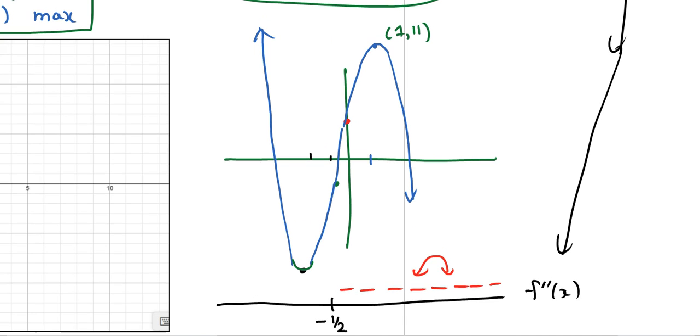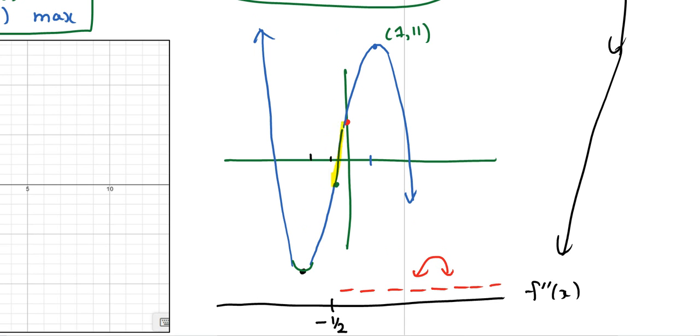If you look at my graph, this yellow part is indeed concave down. On the left hand side, I do have positive values, and if I have positive values, that means I'm concave up. Look at my graph: yes, that is concave up right here. And this point right here is my inflection point. So that's a very good sketch of the original question.